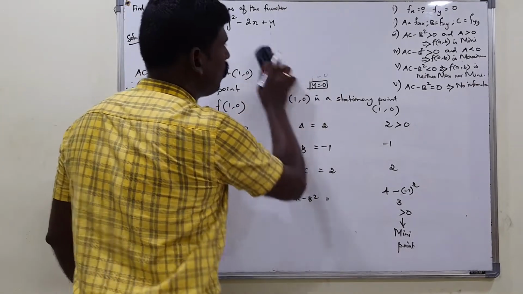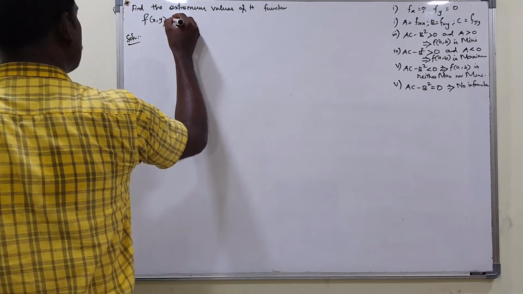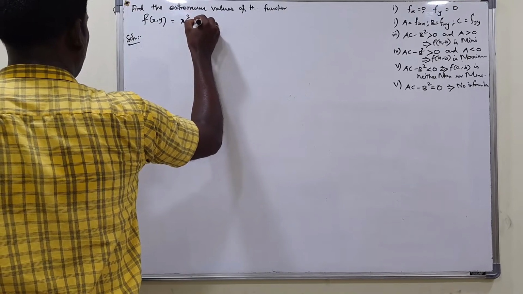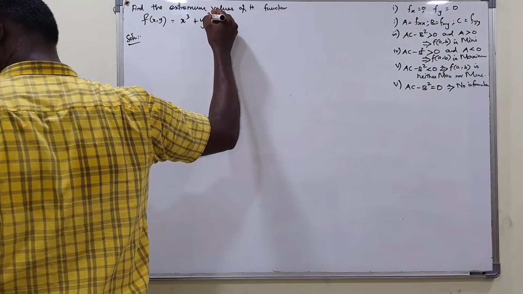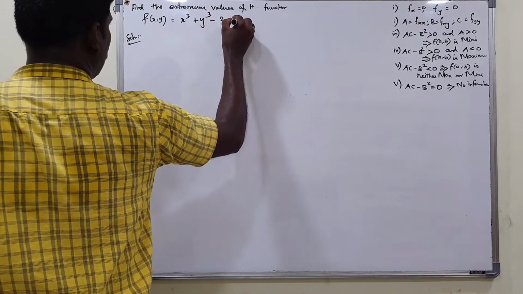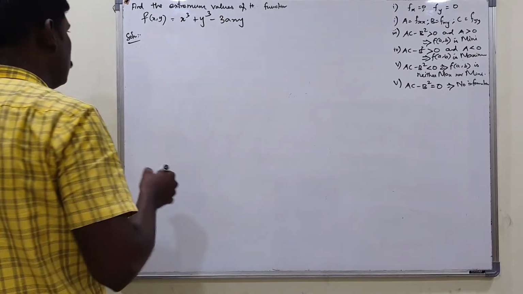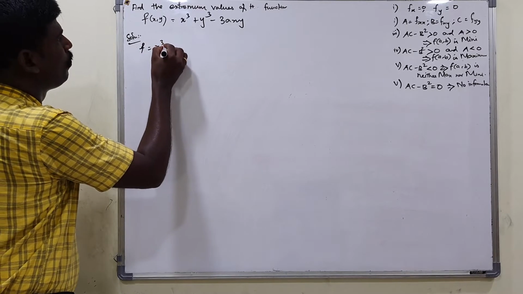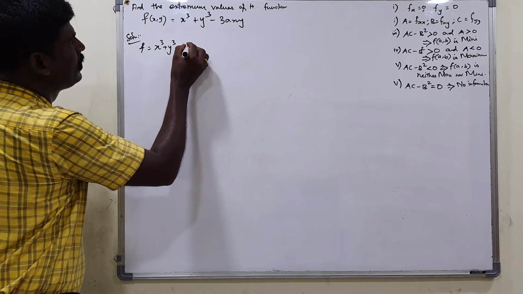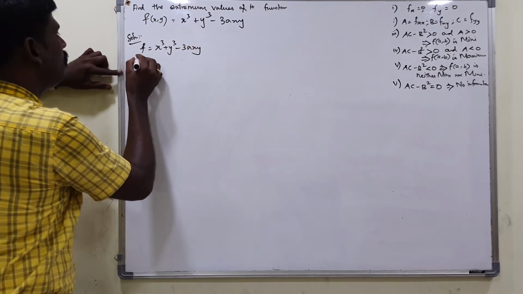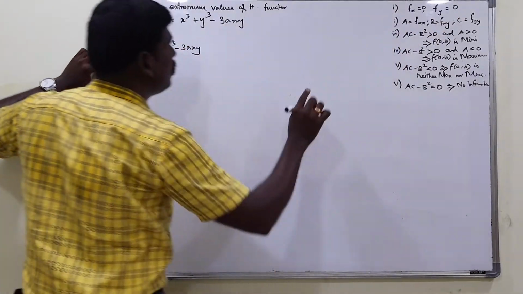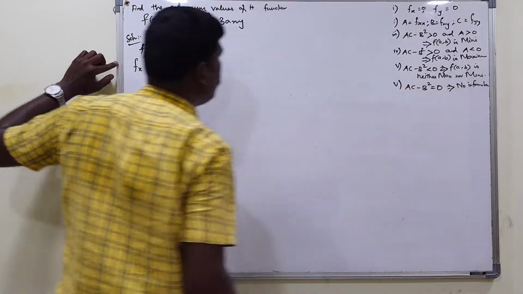Right? Next one. Find the maximum or minimum of a function f of x, y equal to x cube plus y cube minus 3axy. Solution. Same like that. So what is f? X cube plus y cube minus 3axy, isn't it? So go for finding fx and fy equal to 0. Also find the value of a, b, c, right?